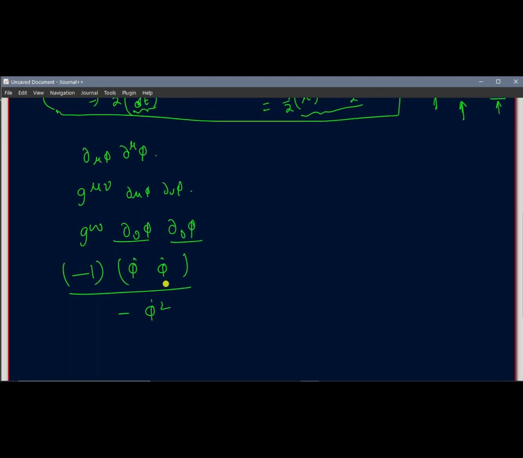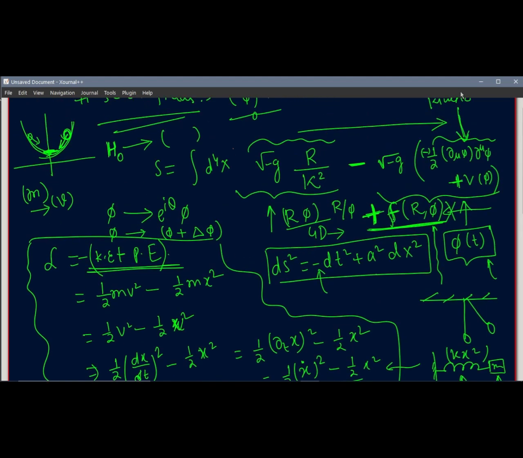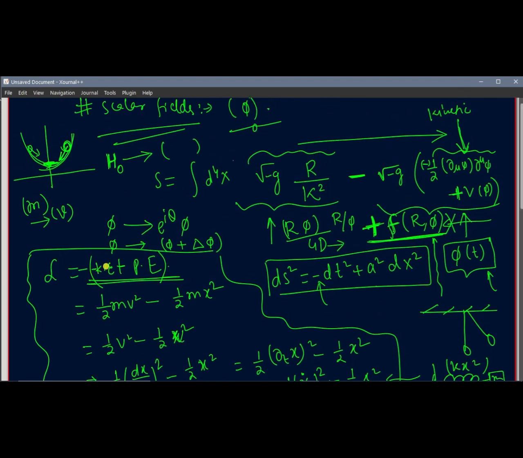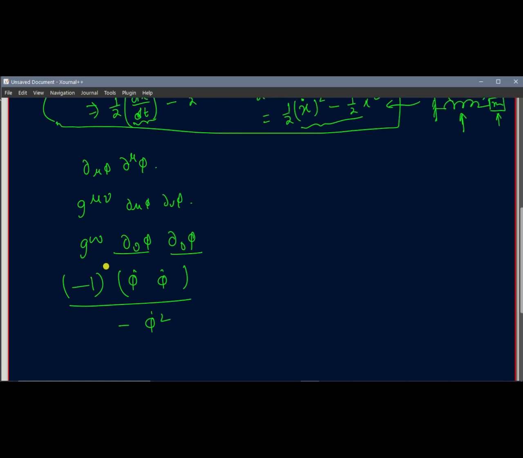Sorry, that is not what I meant. This will have a negative sign here also, correct? And now if you take that, okay fine, I also want to find g^{ij}, so what you will get is d_i phi and d_j phi.